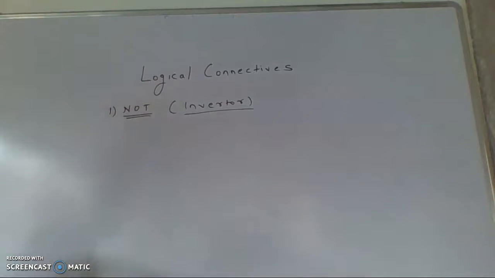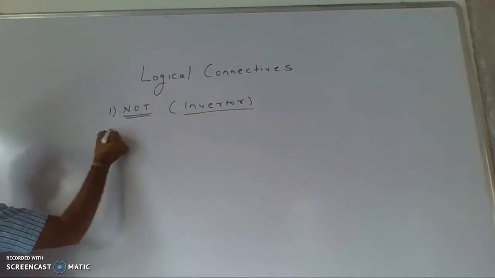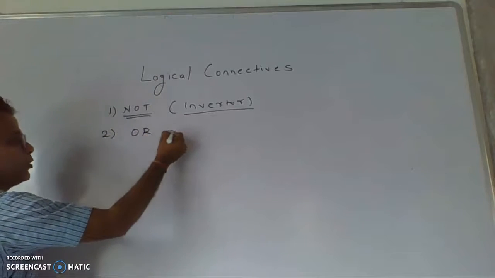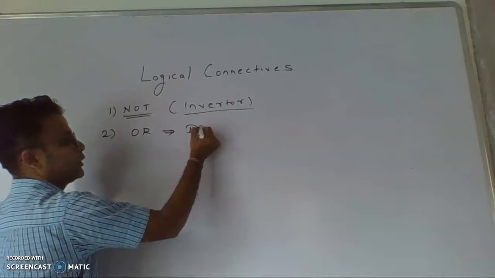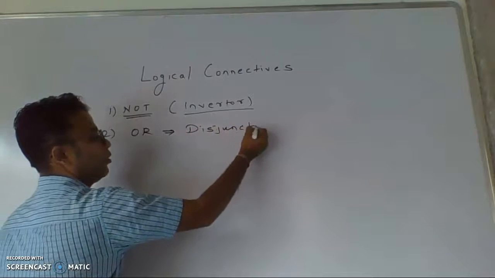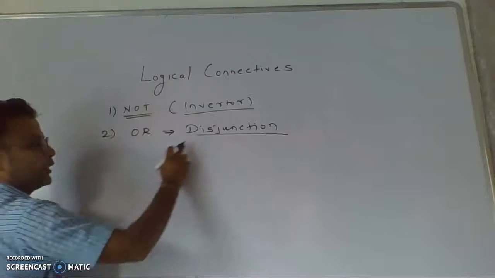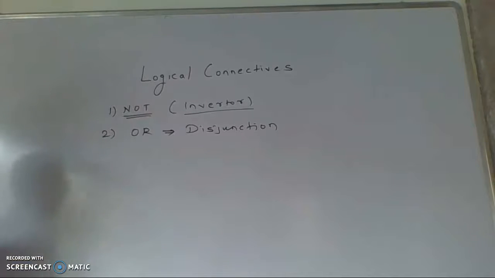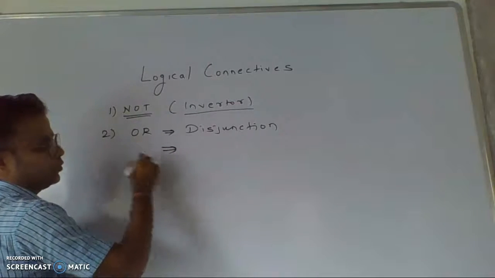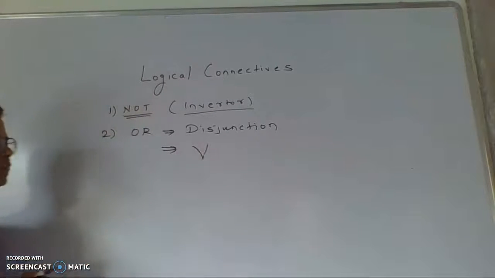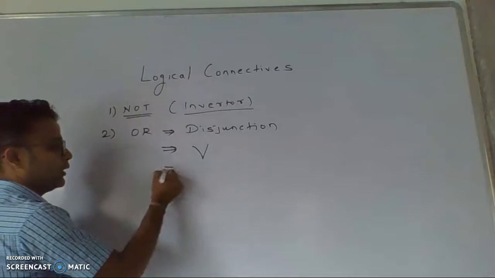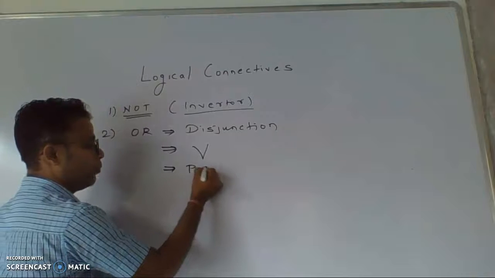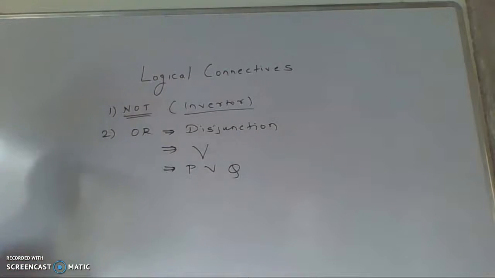OR. Let's see the table for OR. OR is also called disjunction. In mathematical logic, OR is called disjunction. Next is its notation. It is denoted by this sign, which is used to denote OR. If there are two statements P and Q, then their OR operation, or their disjunction, is denoted by P or Q, like this.